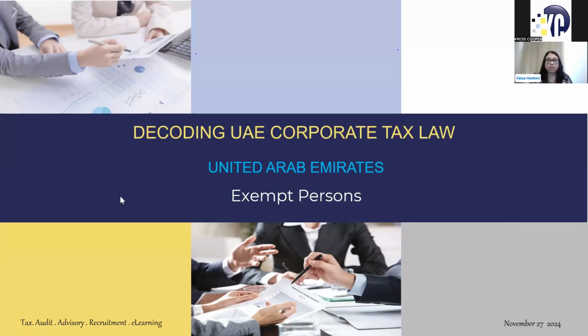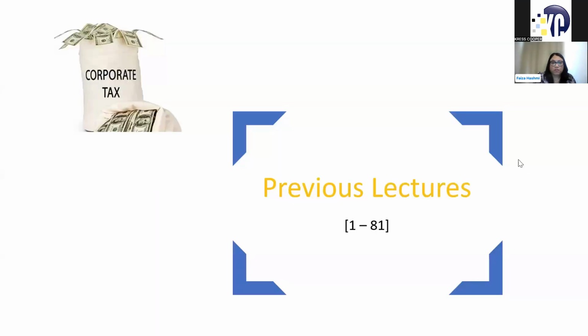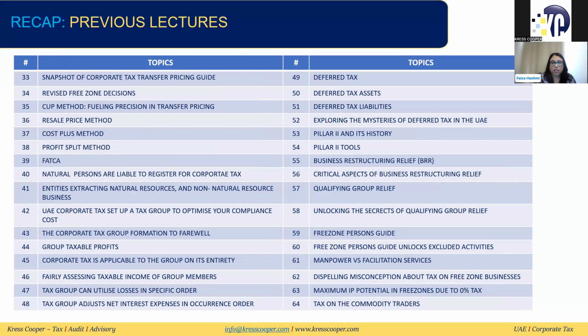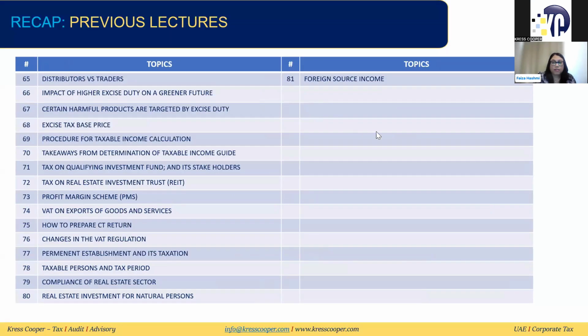Today we will be discussing the topic exempt persons. We will be discussing who are exempt persons for corporate tax law, what are the categories, what are the conditions for them to be treated as the exempt person, do they have any requirements to get this exemption, what are the registration requirements, what are the compliance requirements for them, if any, and what happens if they cease to be exempt person.